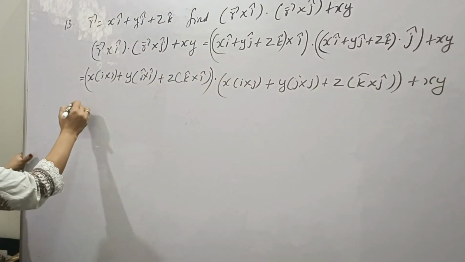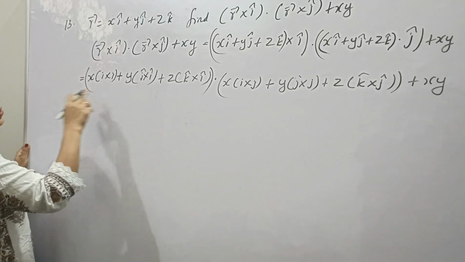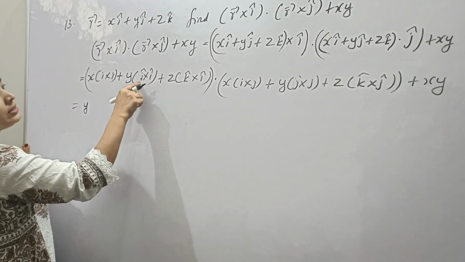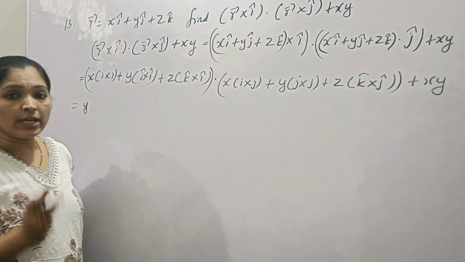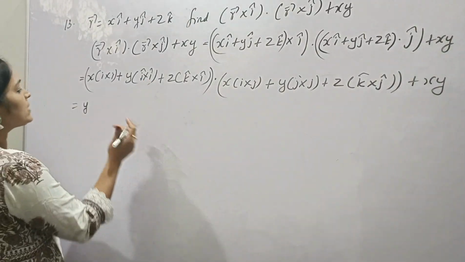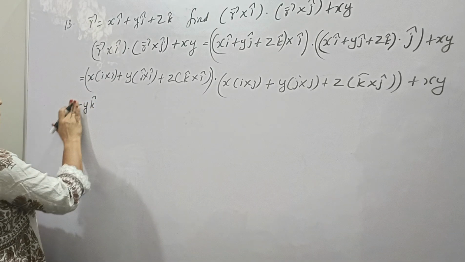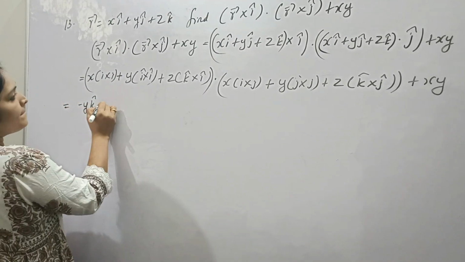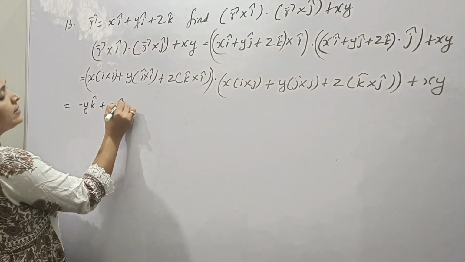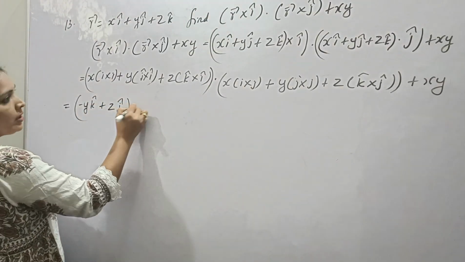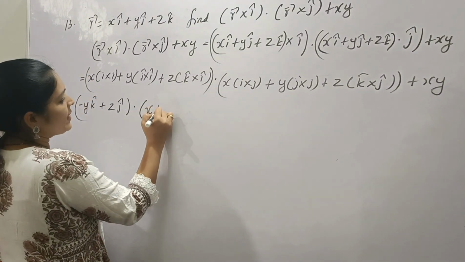Again, next, here we know that i cross i is 0, right? So this one is 0. Then y into j cross i. j cross i is minus k, so minus yk, plus k cross i is j, so zj. Then x into i cross j is k, so xk.